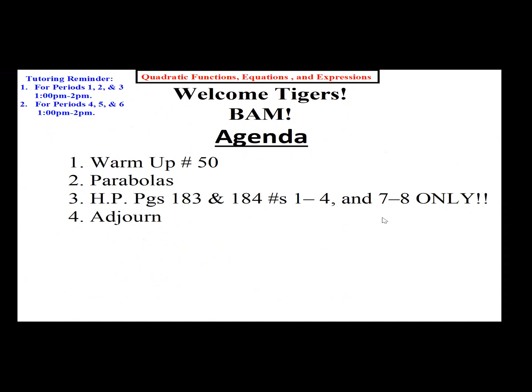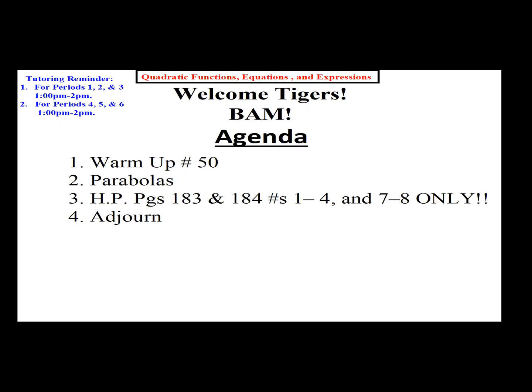So our agenda for today, we got warm-up number 50. Once again, number 50 we just finished, and we're moving on. Today we're going to be looking at parabolas. We're going to get more engaged with that to see where they come from and so on and so forth. And tonight's home play is pages 183 and 184, numbers 1 through 4 and 7 through 8 only. So it's only 6 problems. So on page 183, you're only going to do numbers 1, 2, 3, and 4. And on page 184, only 7 and 8.